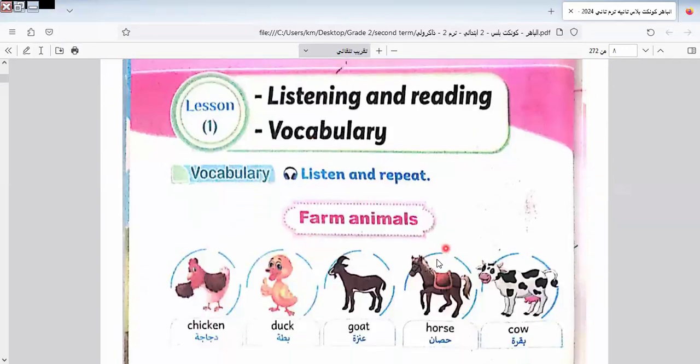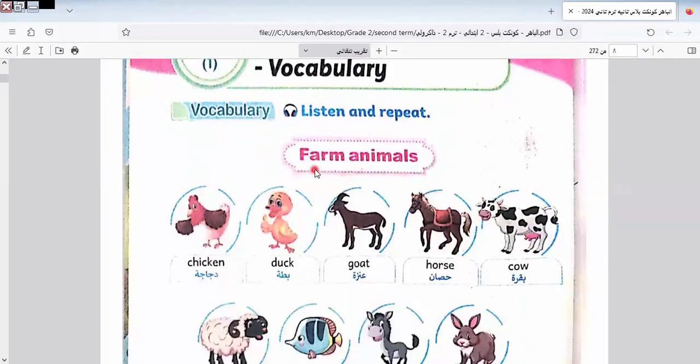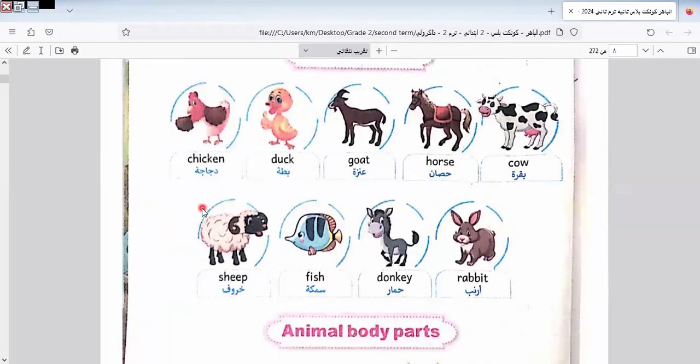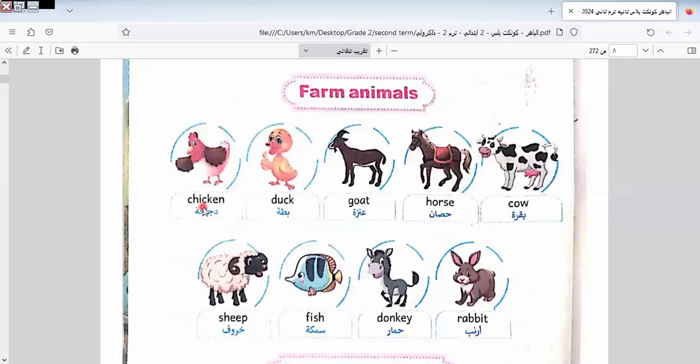Here we have some vocab. Let's learn it together. Here we talk about farm animals, like chicken, dog, goat, horse, and cow. Repeat after me. Chicken. I would like you to get paper and pencil and write these words with me to keep them, because it's important to keep the words. Okay, chicken, duck, goat, horse, cow, sheep, fish, donkey, rabbit. Repeat after me.